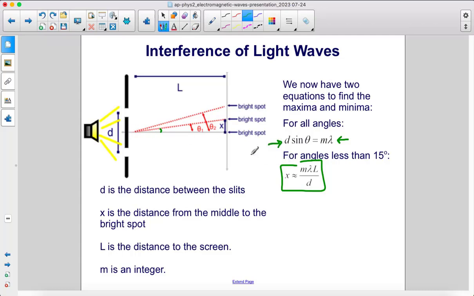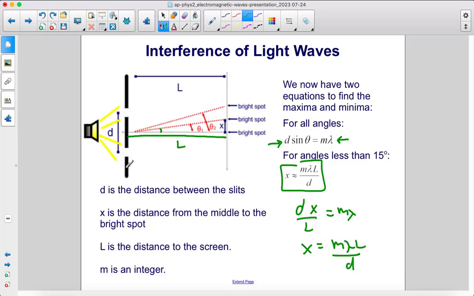So knowing that we can replace sine theta with x over L, so that we have d x over L equals m lambda, and then solve for x, so m lambda L over d. You're going to have to be able to do that yourself.